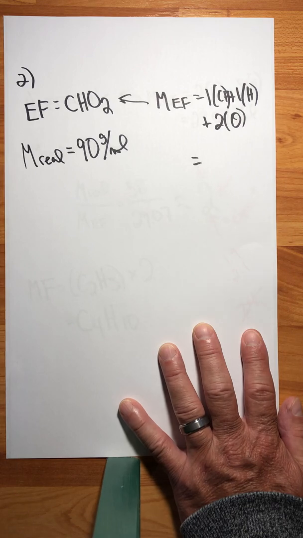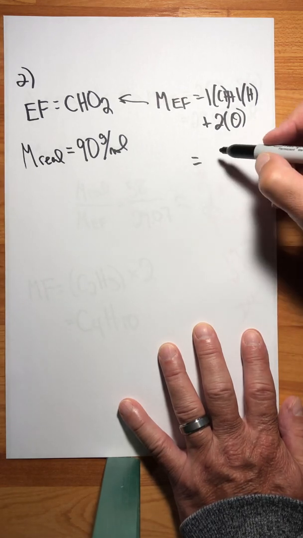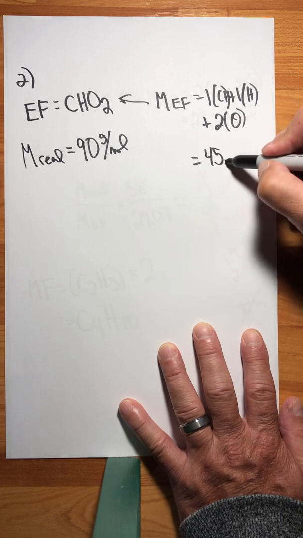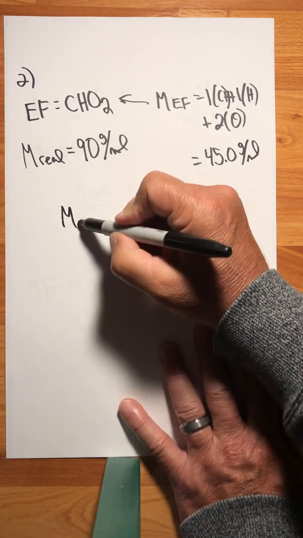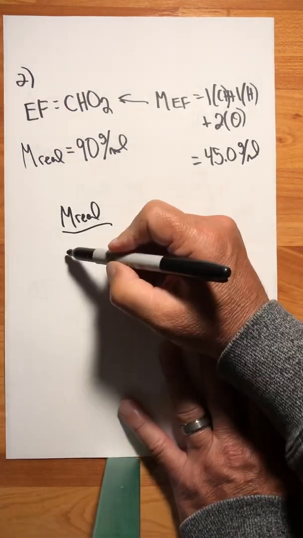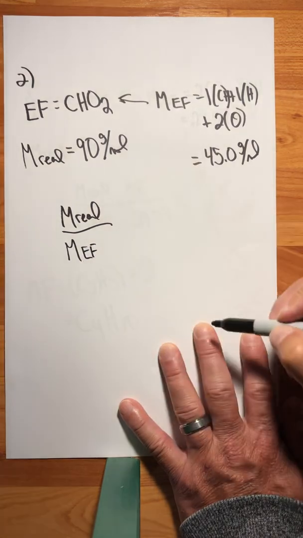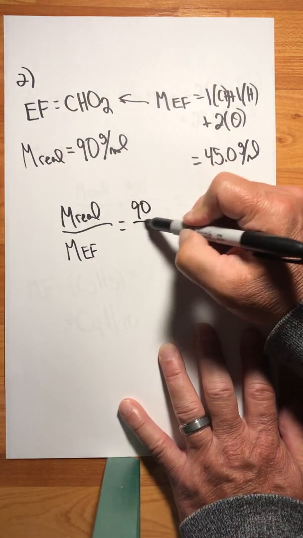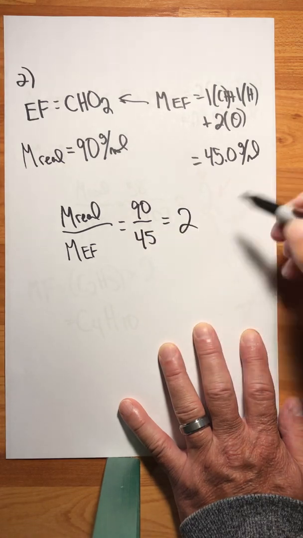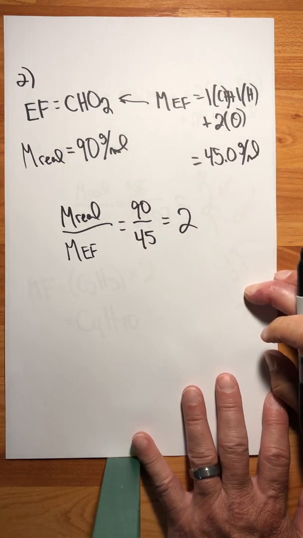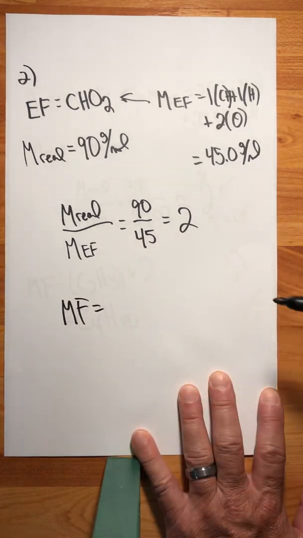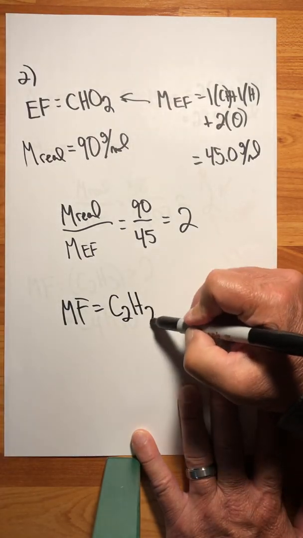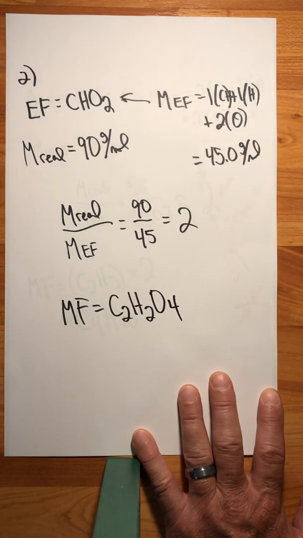So when I do that, I am going to end up with a molar mass of 45 grams per mole. I'm going to take the molar mass, the actual one, divide it by the molar mass of my empirical formula, 90 divided by 45, and again, I end up with a nice clean number of 2. So that means my real formula is double my empirical formula. So my molecular formula, I'm going to take that ratio of 1 carbon, 1 hydrogen, 2 oxygens, double it. So it's going to be C2H2O4. And that's how you do that one.